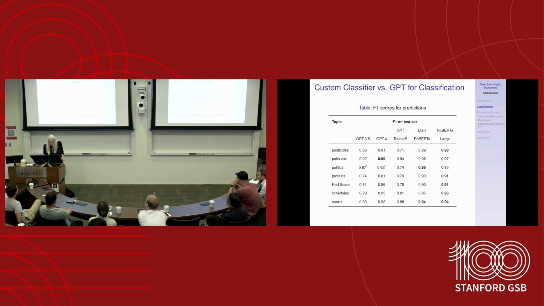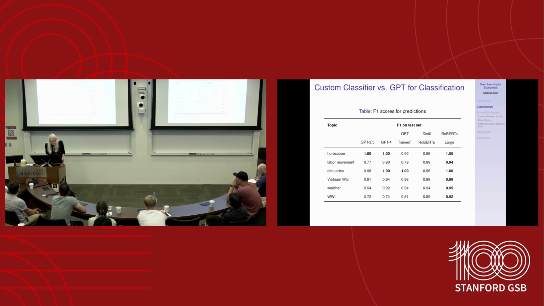There's a lot of things to go through here. Polio vaccine is really obvious, so it does really well. Some things, like is this a schedule, or is this about sports, are all pretty straightforward. Horoscopes are very straightforward, and so are obituaries. But there are some things I think are interesting. It does way better on the Vietnam War than on World War I, and I think there are two reasons for that. There's just more about the Vietnam War on the internet and in its training corpus, and so it understands that better.